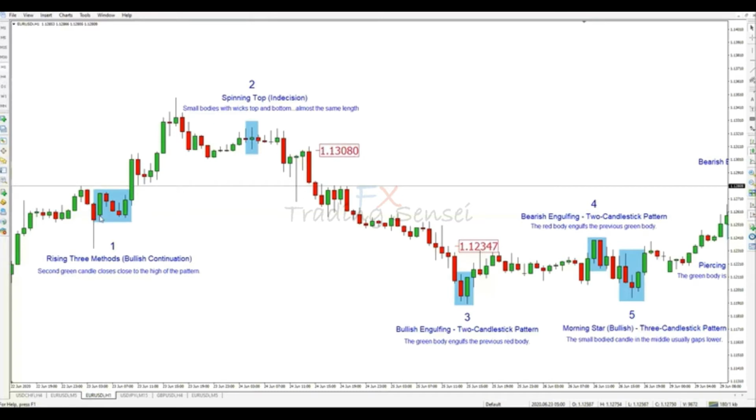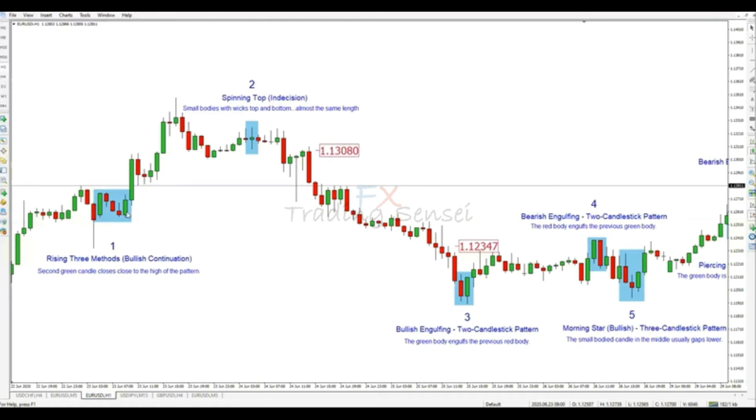The pattern includes these 5 candles here, the first one being a strong bullish candle, then 3 bearish candles, and then a bullish candle. The second bullish candle should close very close to the high of this pattern, so very close to the top of this, which it has. So this is the rising 3 methods.